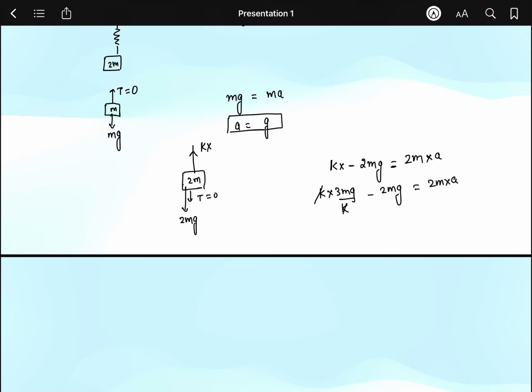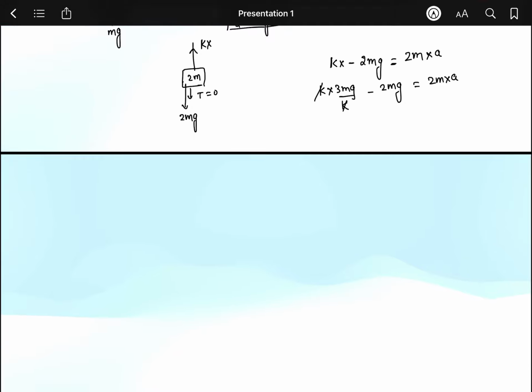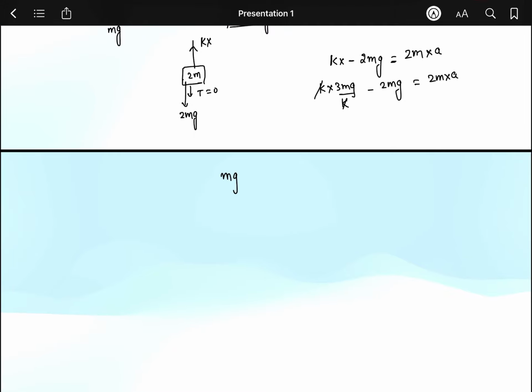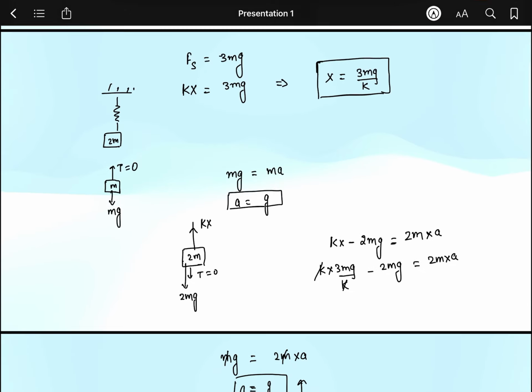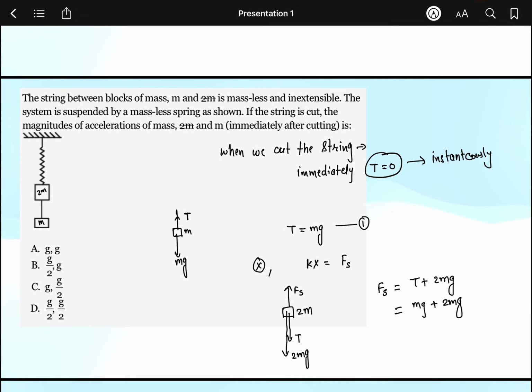So k will be cancelled out, and 3mg minus 2mg is mg only. So mg will be equal to 2m into acceleration. So m will be cancelled out here, and acceleration of this block 2m will be equal to g by 2, but it will be in upward direction. So what is the correct answer for this question? The acceleration of mass 2m will be g by 2, and for mass m it will be g only. So the correct option is B.